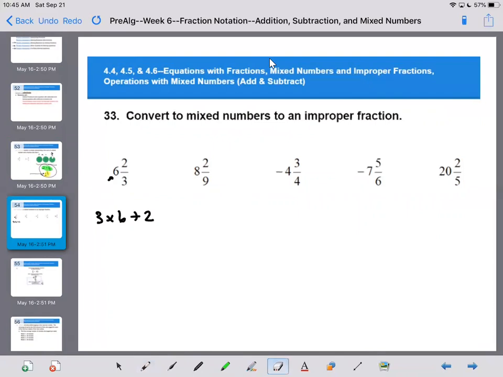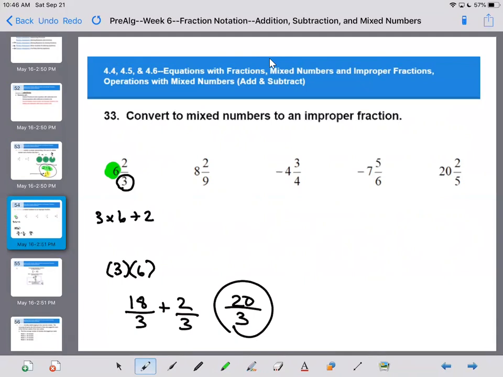Well, how many thirds are in one whole? Well, there would be 3. Well, how many are in 6 wholes? Well, if I've got 3/3 in 1, I need 6 groups of 3/3. So that's going to give me 18 thirds. Well, what is 18 thirds? Well, that's the same as 6 plus the 2/3 that's there. So 18 thirds plus 2/3 is going to give me 20 thirds. That's my answer in improper form.